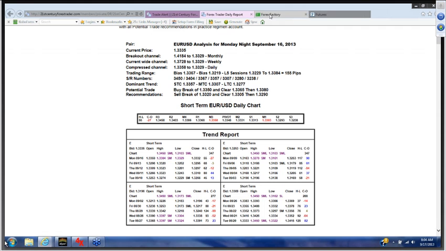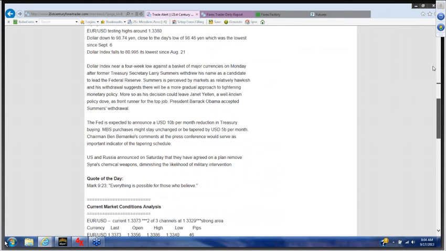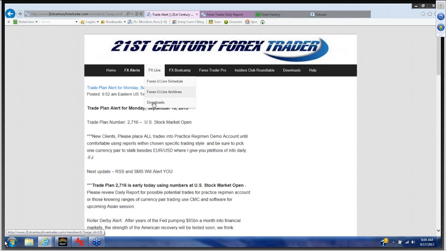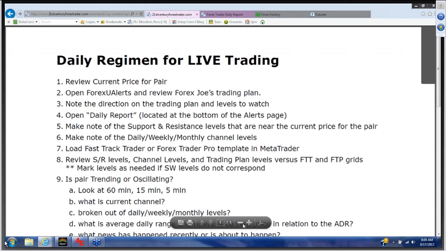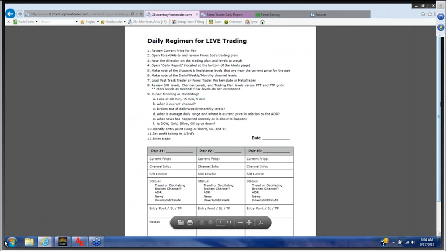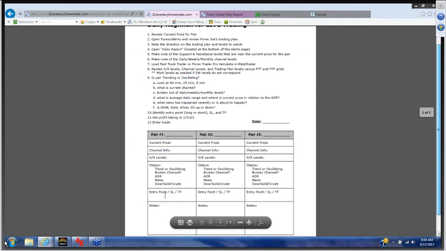Next thing we want to know is support or resistance. Where are our support and resistance numbers? And by the way, real quickly, for those of you that might be new here, I haven't shown this in a while, what I'm looking at is the daily regimen for live trading. If you go to your members area, go to Forex Live, go to downloads, you'll find this daily regimen. You can find it in Word format or PDF format. You can print that out, download it, whatever you want to do, and I'm just simply walking through this step by step to complete this bottom part here.